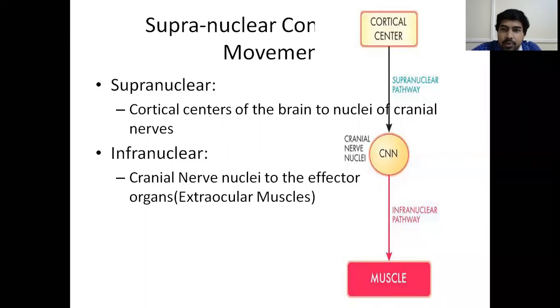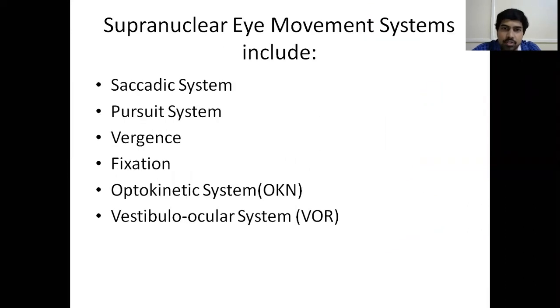And from the brainstem nuclei, in the form of nerves, that is the third nerve, fourth nerve, and the sixth cranial nerve, the impulses go to the respective extraocular muscles. The path from the cerebral cortex up to the cranial nerve nuclei in the brainstem is known as the supranuclear pathway. And the path from the cranial nerve nuclei to the muscles is known as the infranuclear pathway. So this is the system. The infranuclear pathway consists of your nerves, third, fourth, and sixth cranial nerves, whereas the supranuclear pathway consists of various radiations. That is not required at your level.